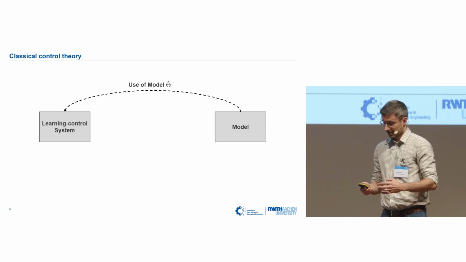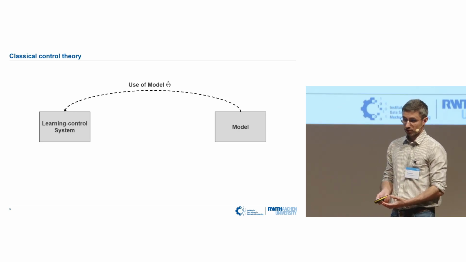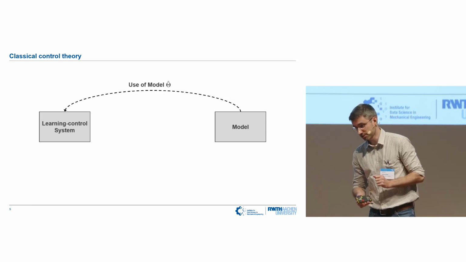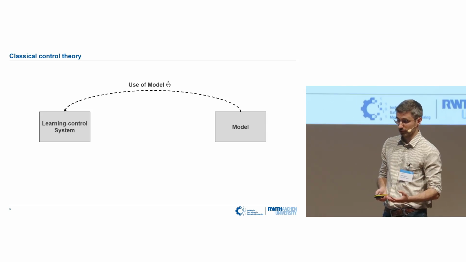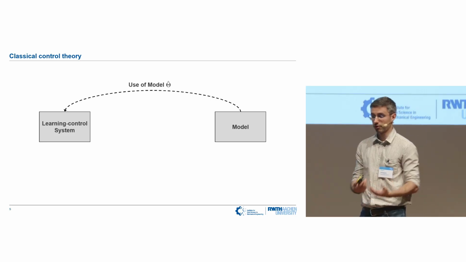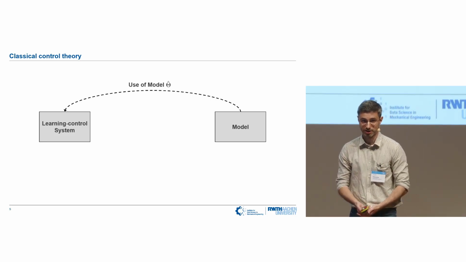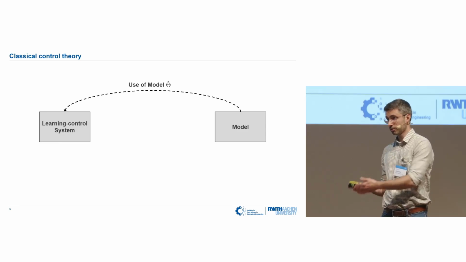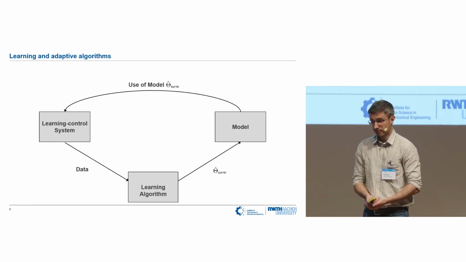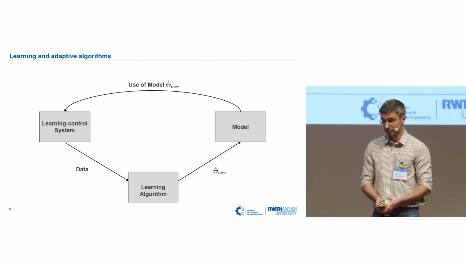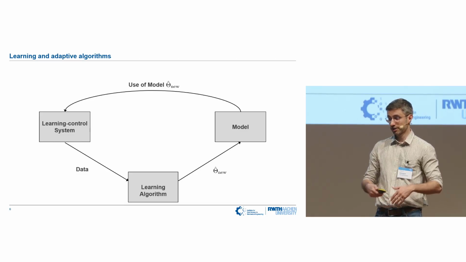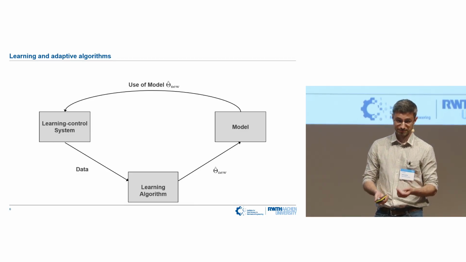Of course, the idea of using data, learning models, and being adaptive, all of this is not entirely new, and I want to be a little bit more precise here. So this is the classic approach. You have a model, you do something with the model. On the left-hand side, you have your learning control system. So this is the robot arm. And you can use the model to synthesize a controller. Now, when you have learning algorithms, then your learning control system gives you data that you put into your learning algorithm, and then you get a new model, which you can then use again.